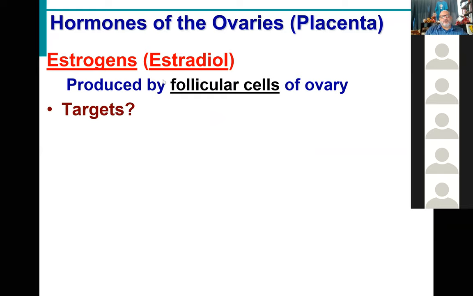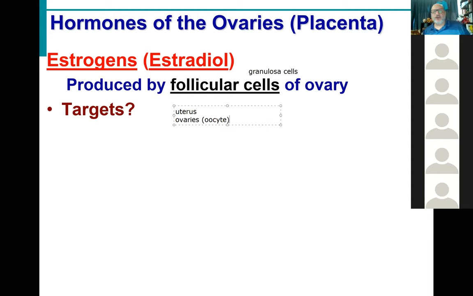Again, estrogens are produced by the follicular cells of the ovary, the ones that form that follicle, and again, specifically the granulosa cells. So those granulosa cells that form the follicle. And what are the targets of estrogen? Uterus. Okay, absolutely. Uterus is one of it. What else? Ovaries. All right, the ovaries itself. In particular, in the ovaries, the oocyte, right?